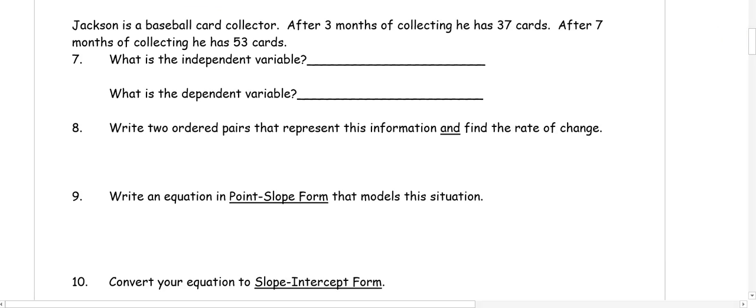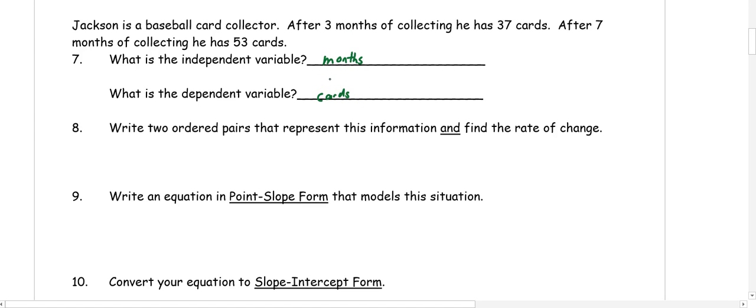Jackson is a baseball card collector. After 3 months of collecting cards, he has 37 cards. After 7 months of collecting, he has 53 cards. So what is the independent variable? So the independent variable, remember, anytime we have a time unit, will be our independent variable. So months is our independent variable. Our dependent variable then is what he's collecting, so the cards.